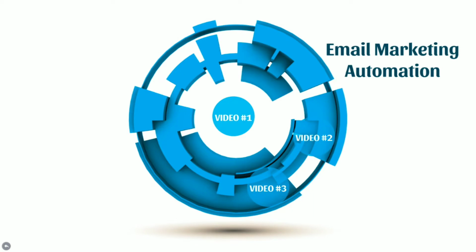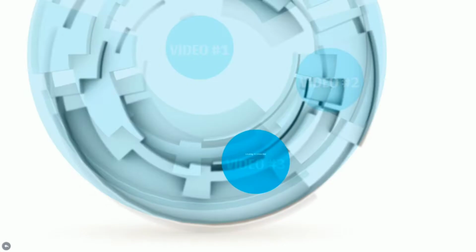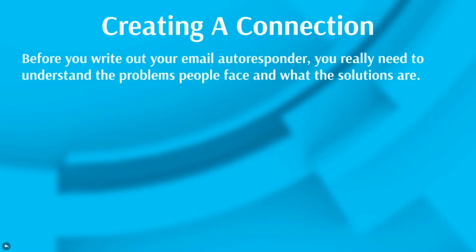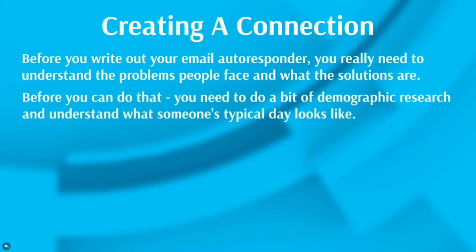Okay, so welcome back. This is video number 3, and we're going to dive straight in, and we're going to talk about creating a connection. So you kind of got a sneak peek preview of a little bit about trying to create a connection in the previous video. But before we write out your email autoresponder and of course jump into the technical setup, you really need to understand people's problems, what they face, and what the solutions are. So what I'm going to do in this particular video is to help you figure that out and help you solidify what that really looks like.